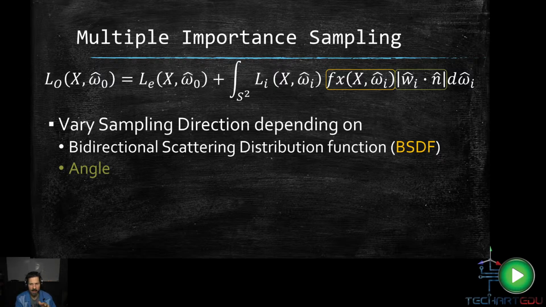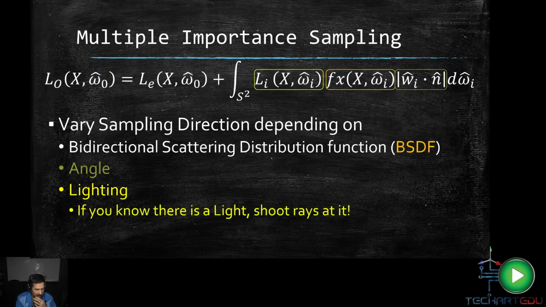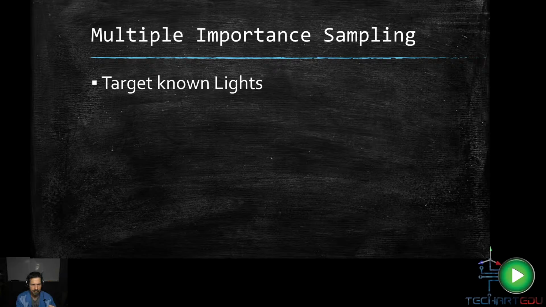So if we take into consideration the BRDF and the angle, then we are also going to take into consideration the lighting. Because if you know where the light is, then you know you can look in fewer places. If you just focus your rendering equation at your available lights, then you know that you've got the good stuff. So why not just target your known lights? I mean, the lighting environment knows where all the lights are, right? So why not just go ahead and focus on all of the lights?